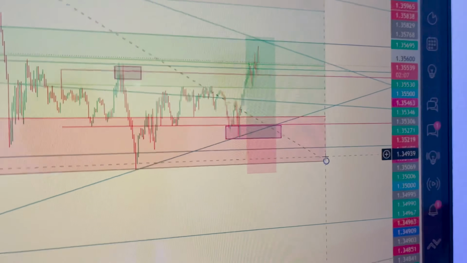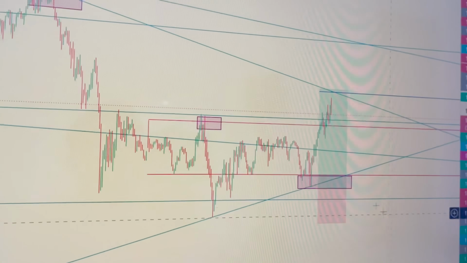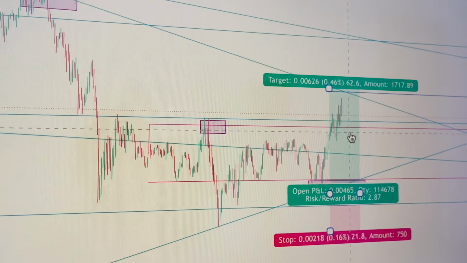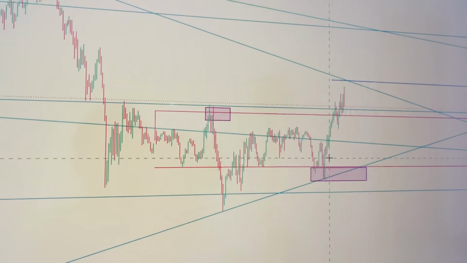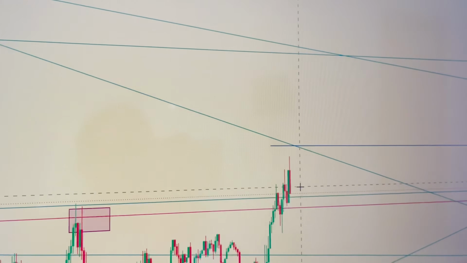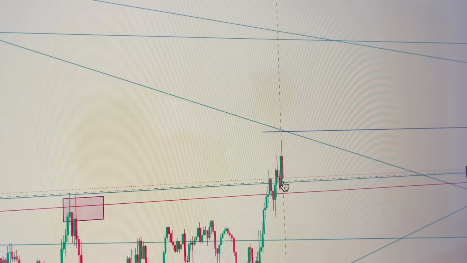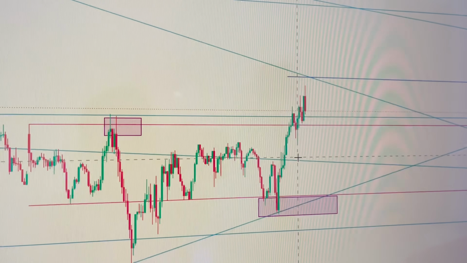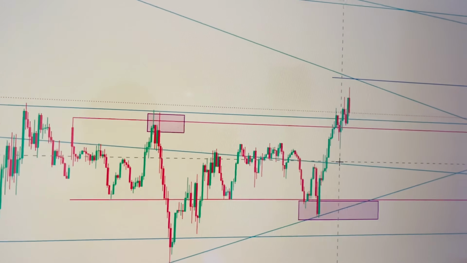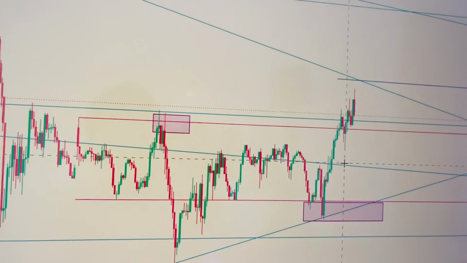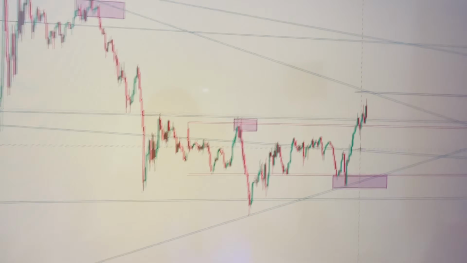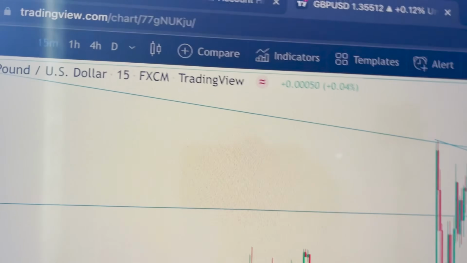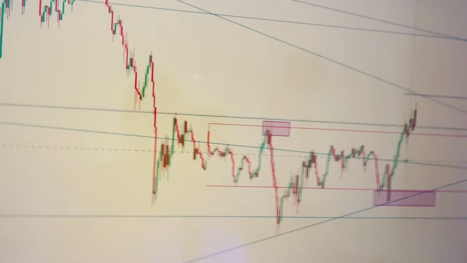Let me delete this fib level so everything doesn't get messy. And I also want to remove this. When I got in here, my initial take profit level was somewhere around here, but I had to hop out here because I knew this rejection would happen. That's how I determine my take profit. I set my take profit based on how the market structure actually is. This is on GBP/USD, which of course is the only pair that I trade.